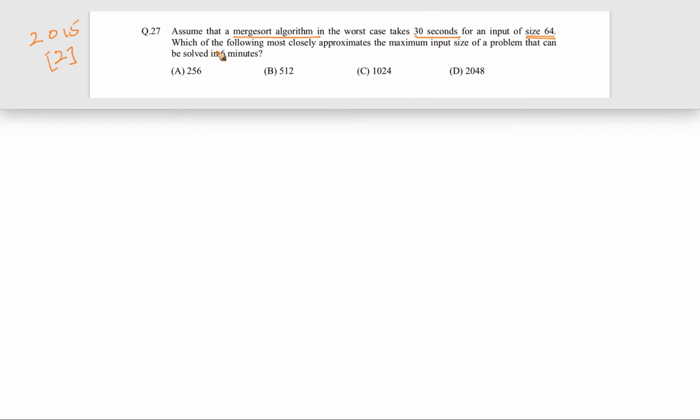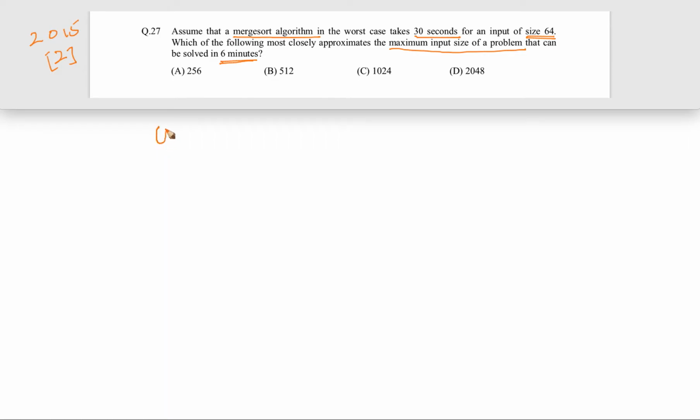Now they are saying which of the following most closely approximates the maximum input size of a problem that can be solved in 6 minutes. So basically they are saying that if our merge sort algorithm implementation is able to solve a problem of size 64 in 30 seconds, then in 6 minutes what is the problem size going to be? That is their question. First of all, we have to know the time complexity of merge sort algorithm. This one you should know, then only you can solve this question.